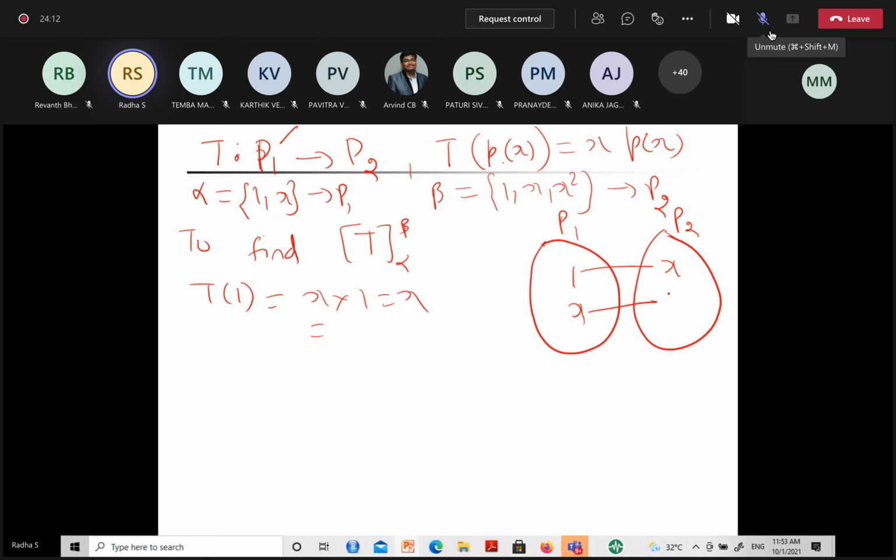Okay. So now it goes to x. What should I do? I should try to write this x as a linear combination of the basis in P2. What is the basis in P2? Beta, 1, x, x square. So how do you write x in terms of 1, x, x square? Very simple, right? Tell me. 0, 1, 0. It is 0 times 1 plus 1 times x plus 0 times x square. Correct? Is it right? Yes, ma'am.